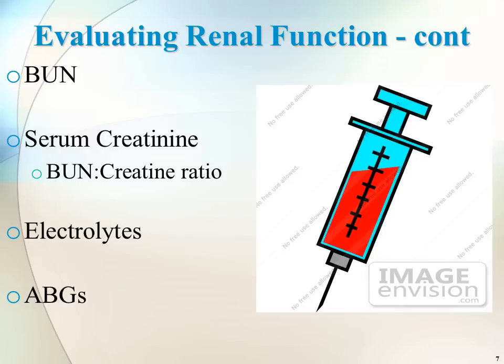But BUN levels rise very quickly, especially in acute kidney injury, we'll talk about that in a little bit, much more quickly than do creatinine levels. So early on, a really high BUN, like a 20 to 1 ratio, could indicate acute kidney injury.